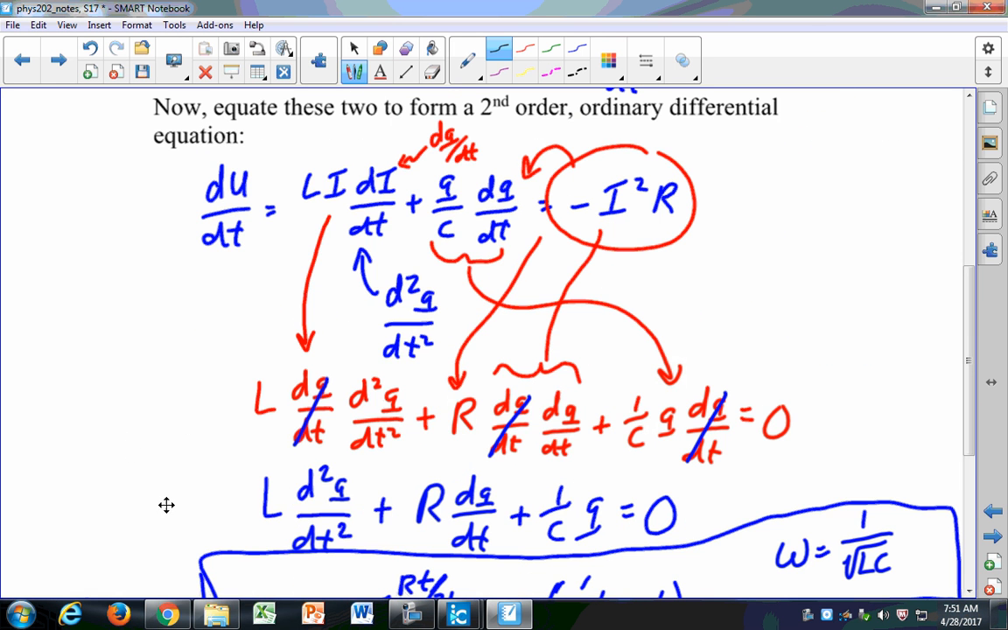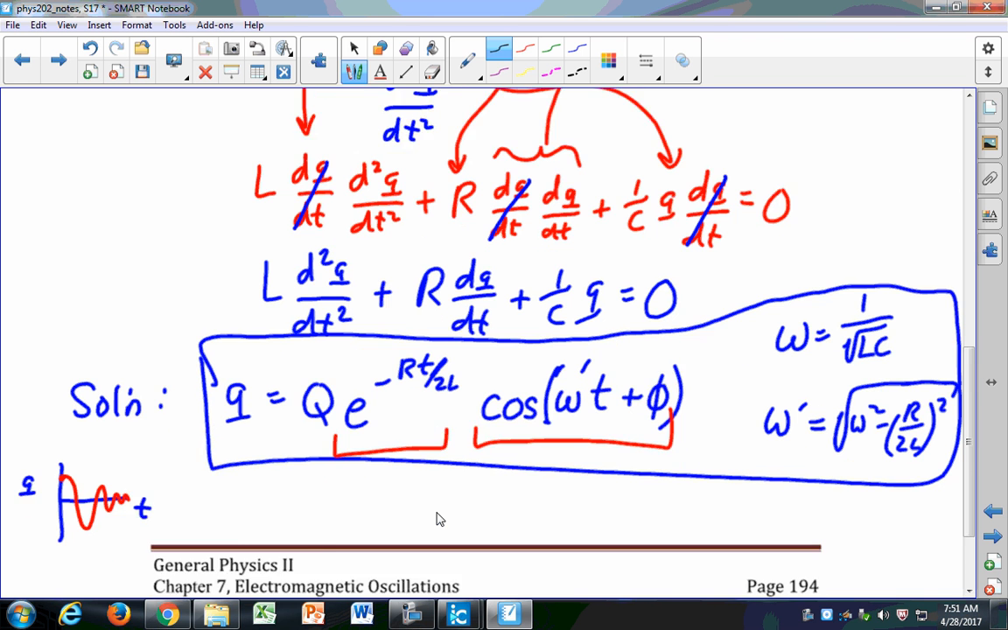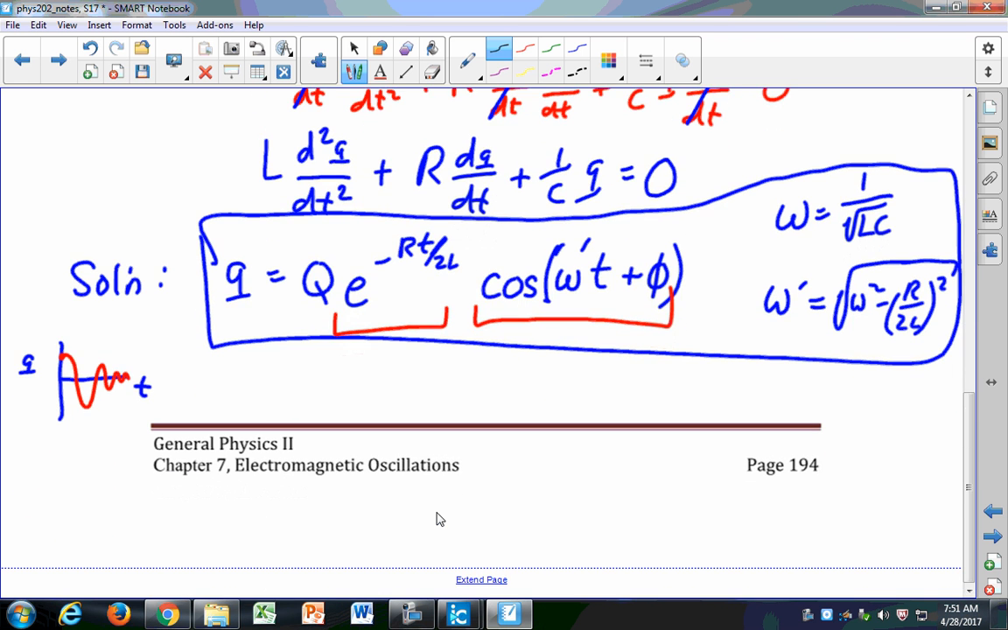You're not going to have to deal with the second order differential equation, but you will have to deal with the solution to it. This is on your equation sheet, so make sure you're aware of how to use it. And there are some homework problems dealing with it as well.